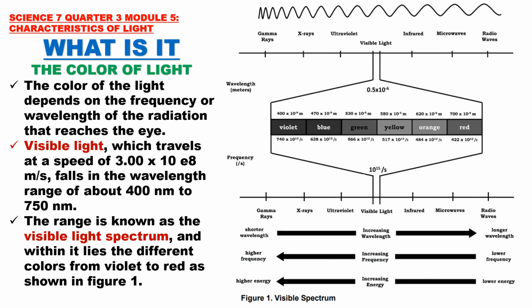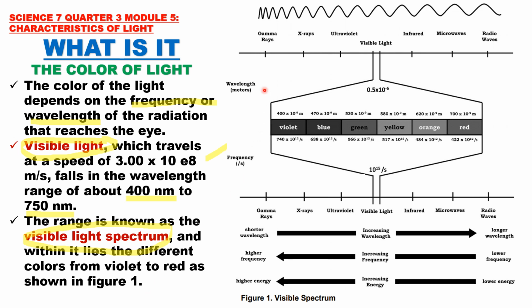Lesson 2. The color of light. The color of light depends on the frequency or wavelength of the radiation that reaches the eye. Visible light, which travels at a speed of 3 times 10 to the positive 8 meters per second, falls in the wavelength range of about 400 nanometers to 750 nanometers. The range is known as the visible light spectrum, and within it lies the different colors from violet to red as shown in figure number 1.